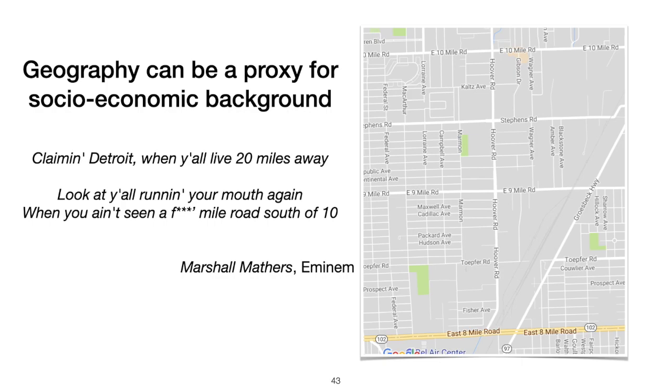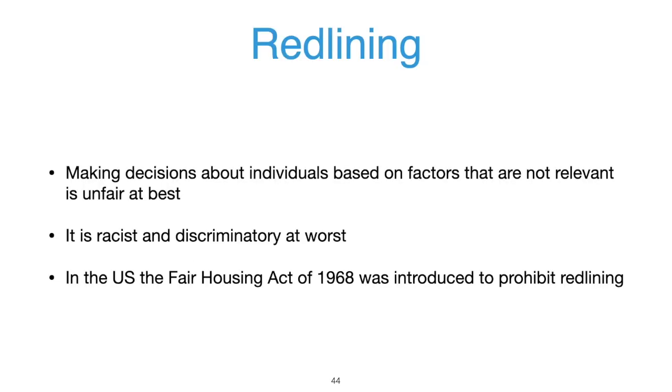And that's the thing with data generally, and big data in particular. Innocent pieces of information can be proxies for other kinds of information. And you can combine relatively innocent pieces of information to reach conclusions that might be less appropriate. So redlining generally is making decisions about individuals based on factors that are not relevant. And on a good day, that's unfair. On a bad day, it's discrimination, it's racism.